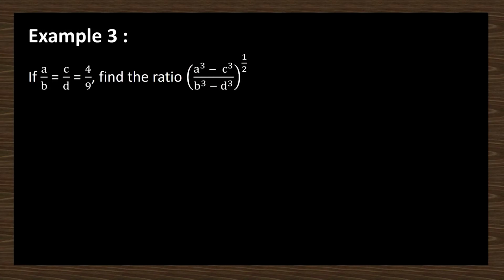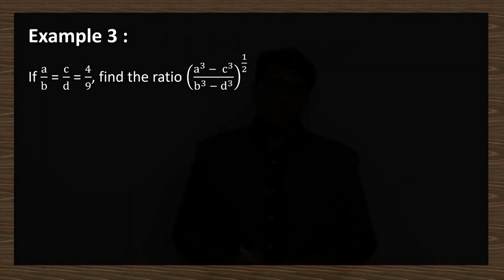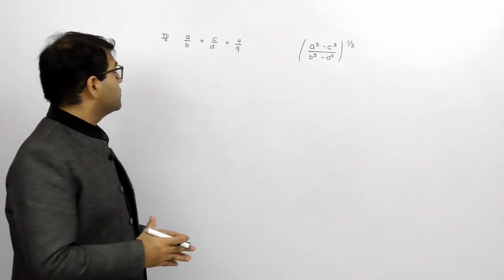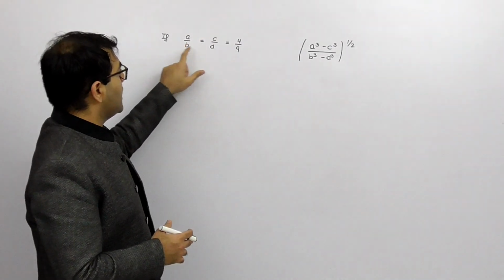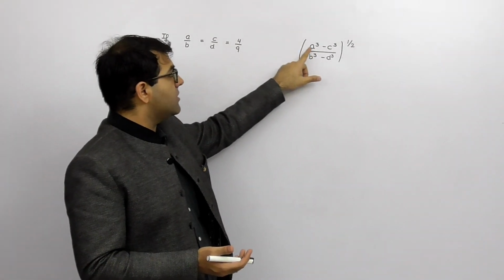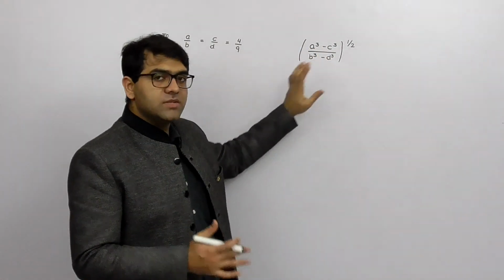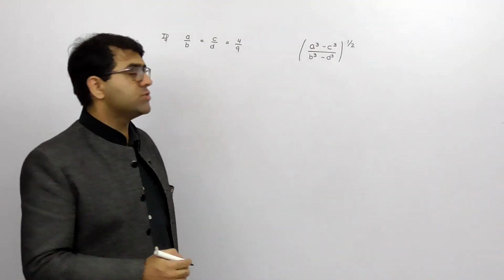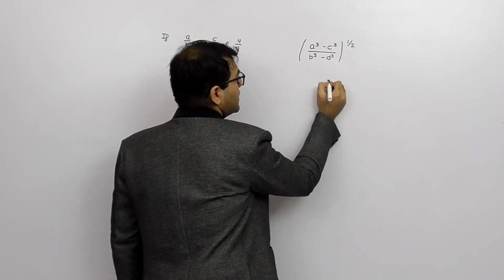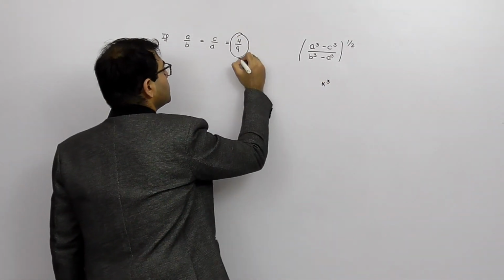If A by B equals C by D equals 4 by 9, find the ratio of A cube minus C cube by B cube minus D cube whole to the power 1 by 2. In the given question, I can apply the law of equal ratio. Yahan pe mere paas A, C, B and D hai. Given expression mein jiska value mujhe nikalna hai, mere paas A cube minus C cube and B cube minus D cube hai. Yahan pe directly law of equal ratio lagta hai. So agar ye expression throughout cubic hai, the answer for this expression would be K cube. Now what was my K? My K was 4 by 9.